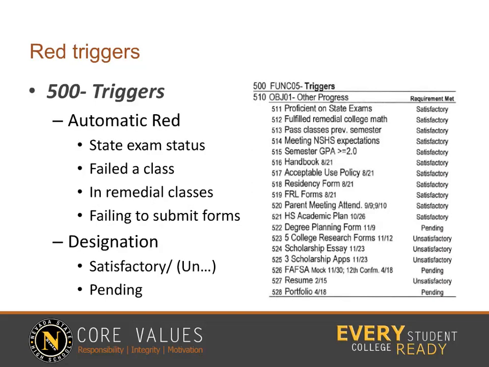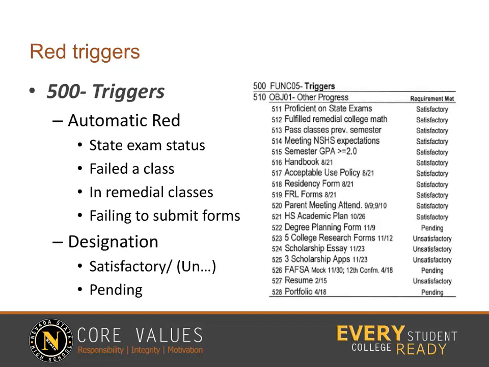Now let's look at the 500 pillar, or red triggers. These are items that Nevada State High School considers to be essential for students to successfully transition to college. They include not having completed all requirements for state exams, failing a class, and still working to get out of remedial college classes. These also include specific forms required by Nevada State High School.